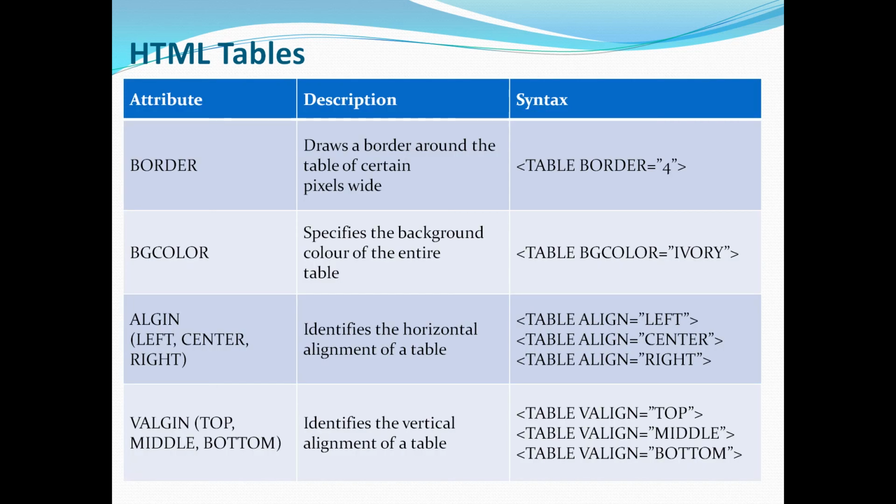Next, HTML table attributes. The HTML table has many attributes, but only a few we are discussing here. The first one is border. It draws the border around the table with a certain number of pixels wide. For example, table border equal to 4 means a little wide line will be there. Border 1 means it is a single line. Whenever you want a single line, we can use border equal to 1. Whenever you want a certain width of line, we can use a table border of 10, 20, like that.